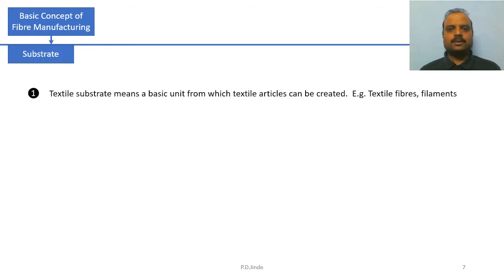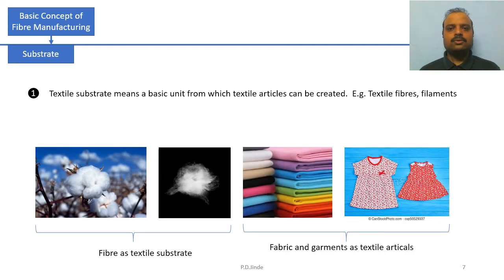The topic is substrate. The textile substrate means the basic unit from which textile articles can be prepared. Examples of textile substrates are textile fibers and textile filaments. Here on your screen you will be able to see the fibers. These fibers are referred to as a substrate, and they are the basic building block of textile articles like fabric and garment. In simple words, the fabric and garments are made out of fibers. Hence, fibers are substrate and garments are articles.